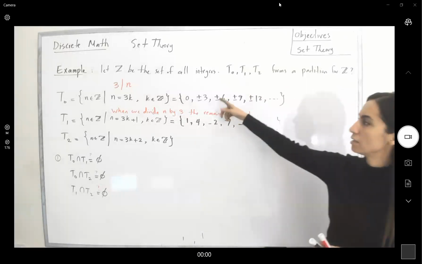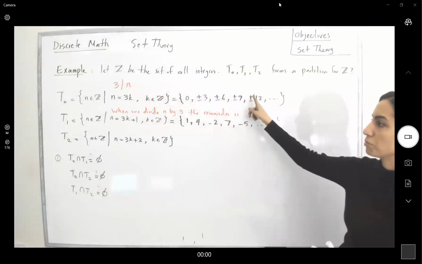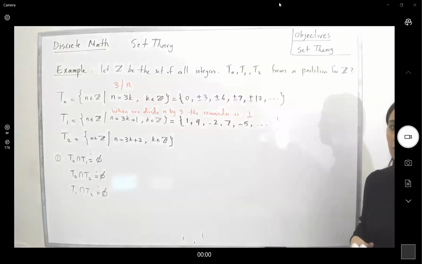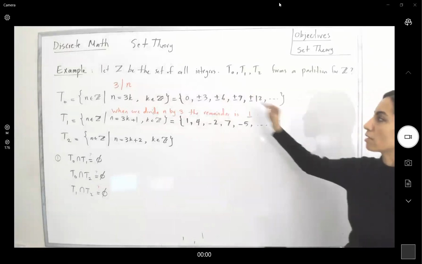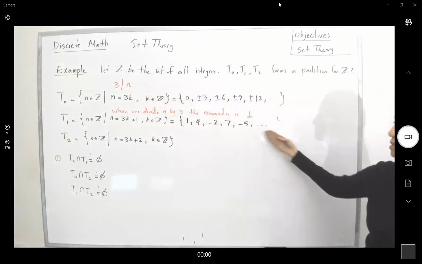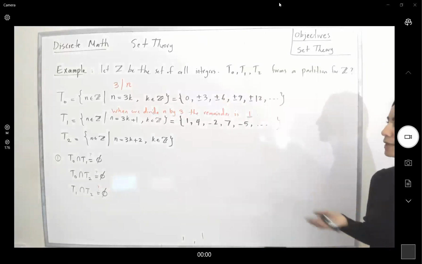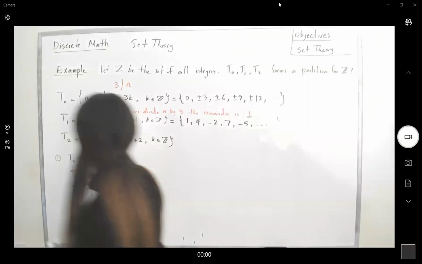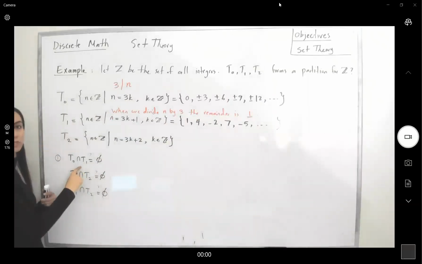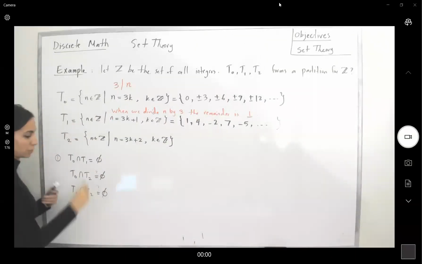Okay, do you see any intersection between T sub 0 and T sub 1? These are all multiples of 3, and these are these numbers here: 1, 4, negative 2, 7, negative 5, and the rest of them. As you can see, the intersection between T sub 0 and T sub 1 is empty.